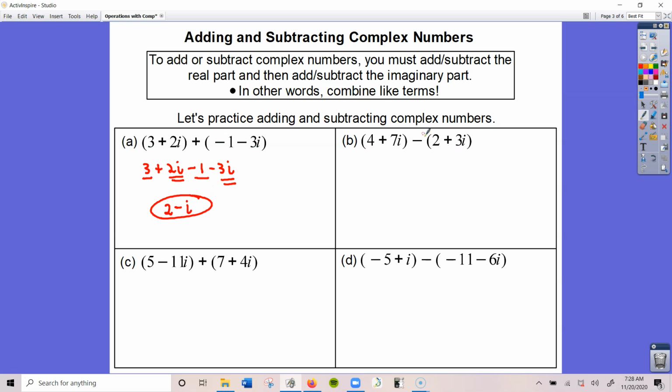When you're subtracting, you have to actually distribute the negative. So 4 plus 7i minus (2 plus 3i) is equivalent to 4 plus 7i minus 2 minus 3i. And now we combine like terms. 4 minus 2 is 2, and 7i minus 3i is plus 4i.